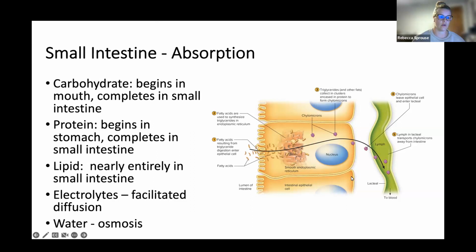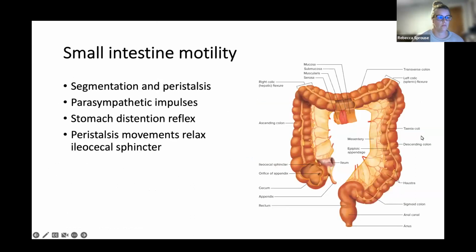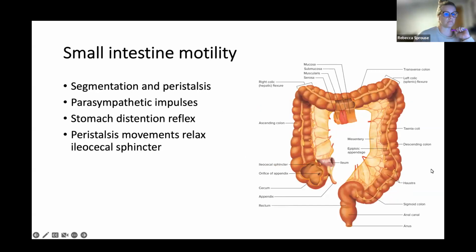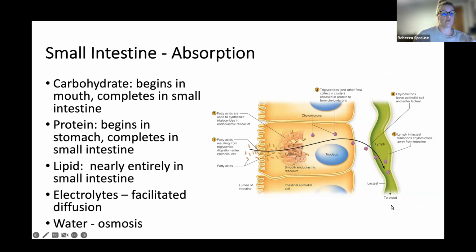Also, the small intestinal wall will absorb electrolytes by facilitated diffusion, and then water by passive osmosis. Oh, this picture was just showing that lacteal here and those fatty acids being absorbed, those dietary lipids being absorbed into the lymphatic system. Lymphatic system will meet up with the bloodstream, remember, at the subclavians.